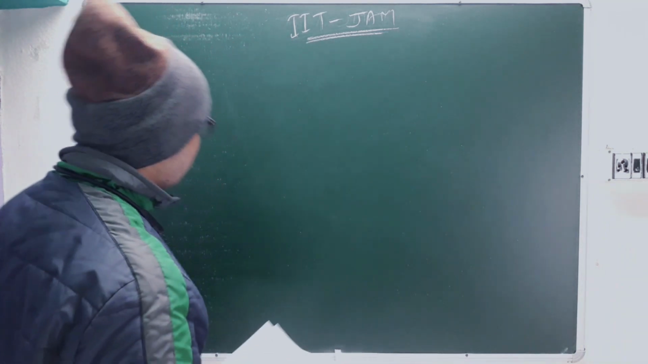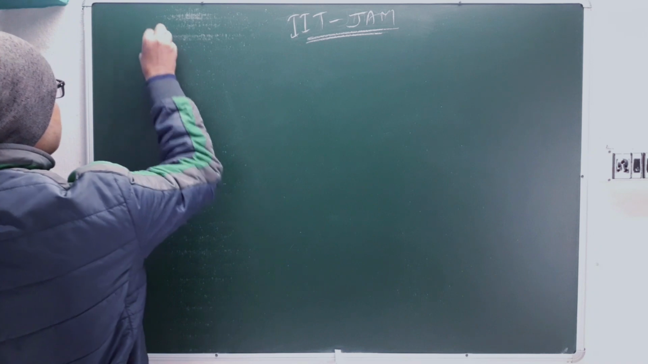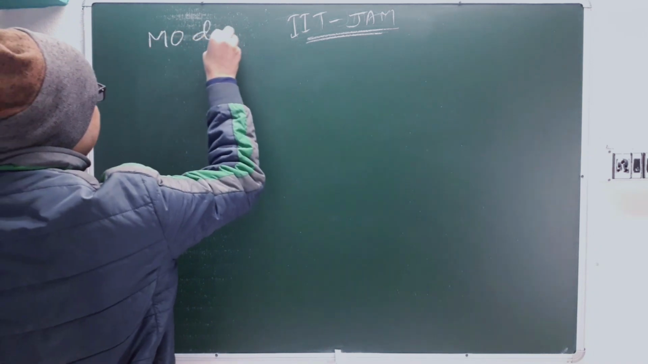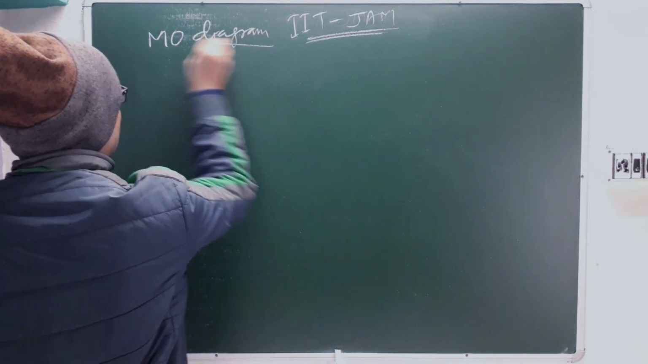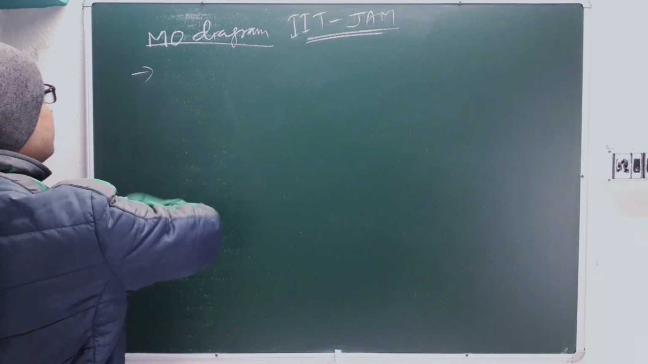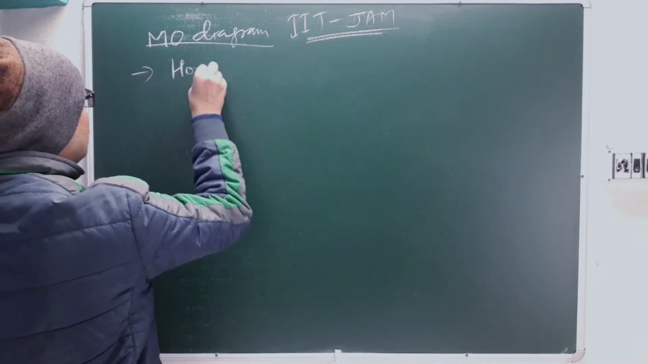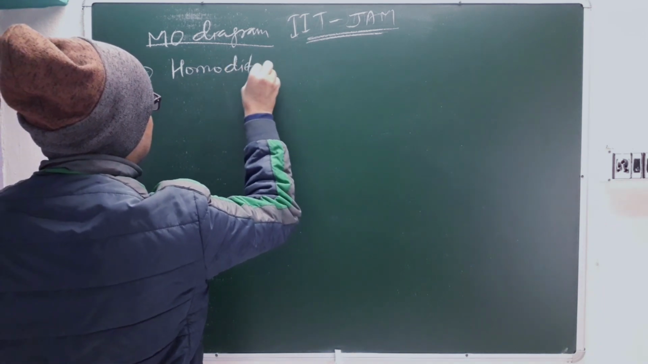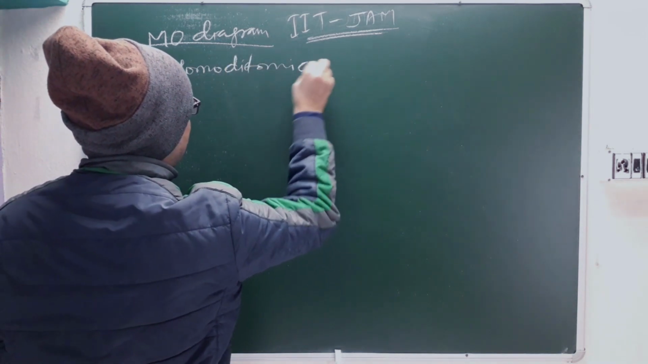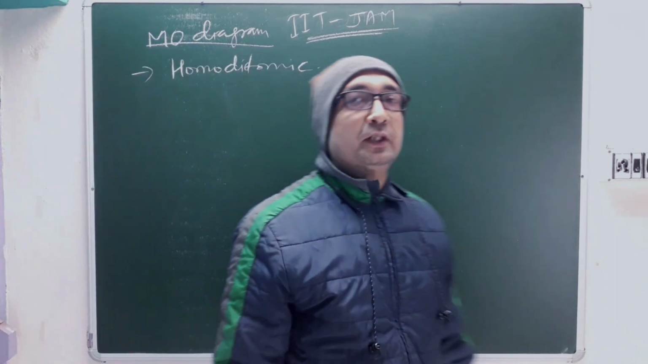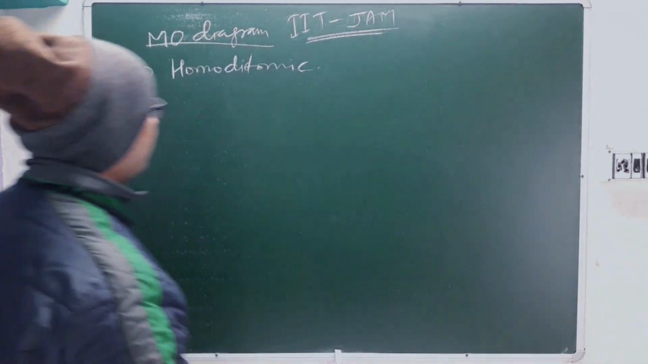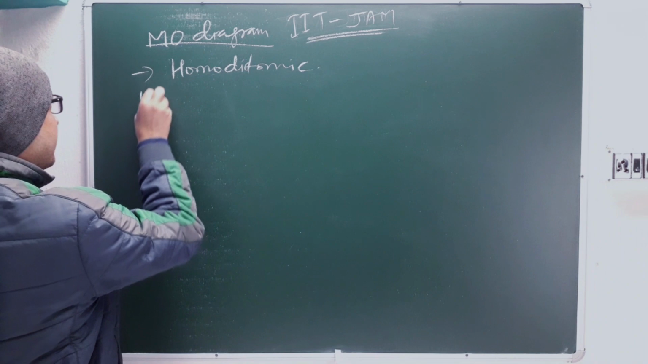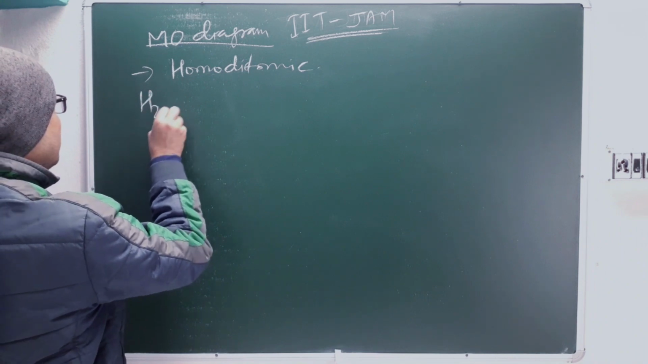So let's see what we are going to discuss today. We are going to discuss the MO diagram. For the MO diagram, first we are going to take homonuclear diatomic molecules. Right. So we are going to discuss homonuclear diatomics. Suppose the first one we are taking is H2. We will take the H2 molecule.